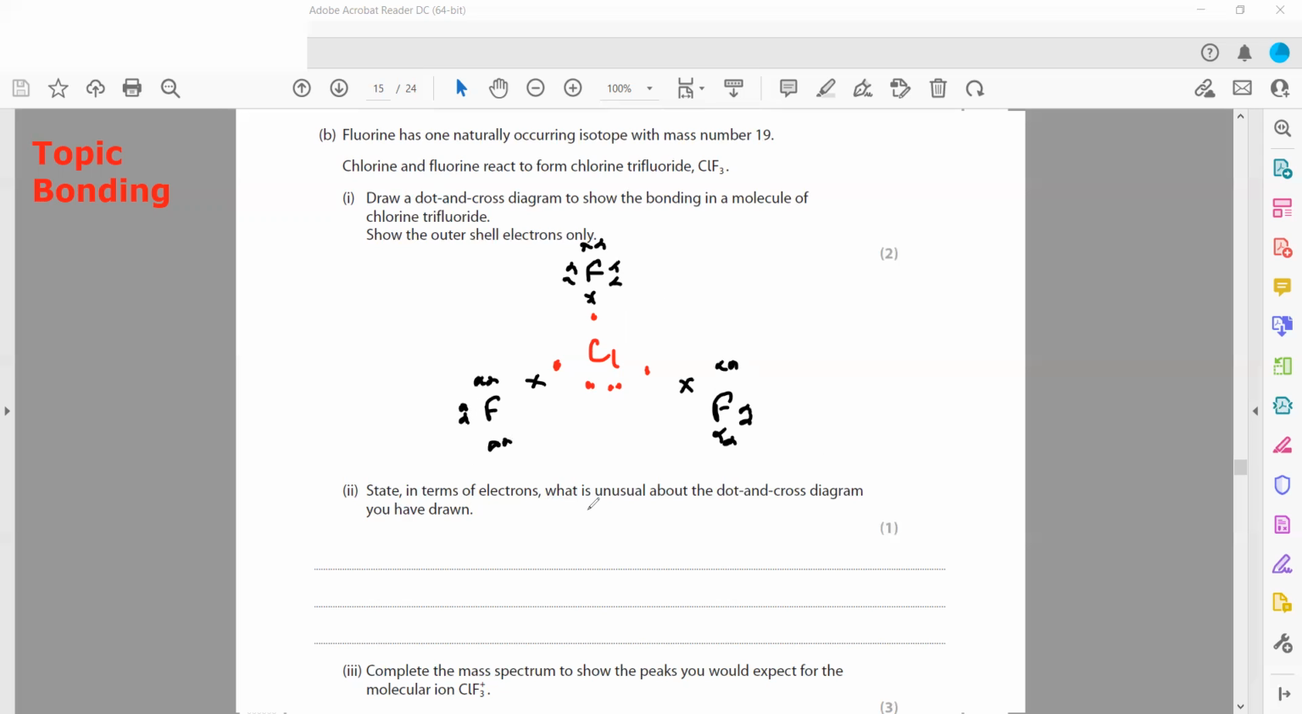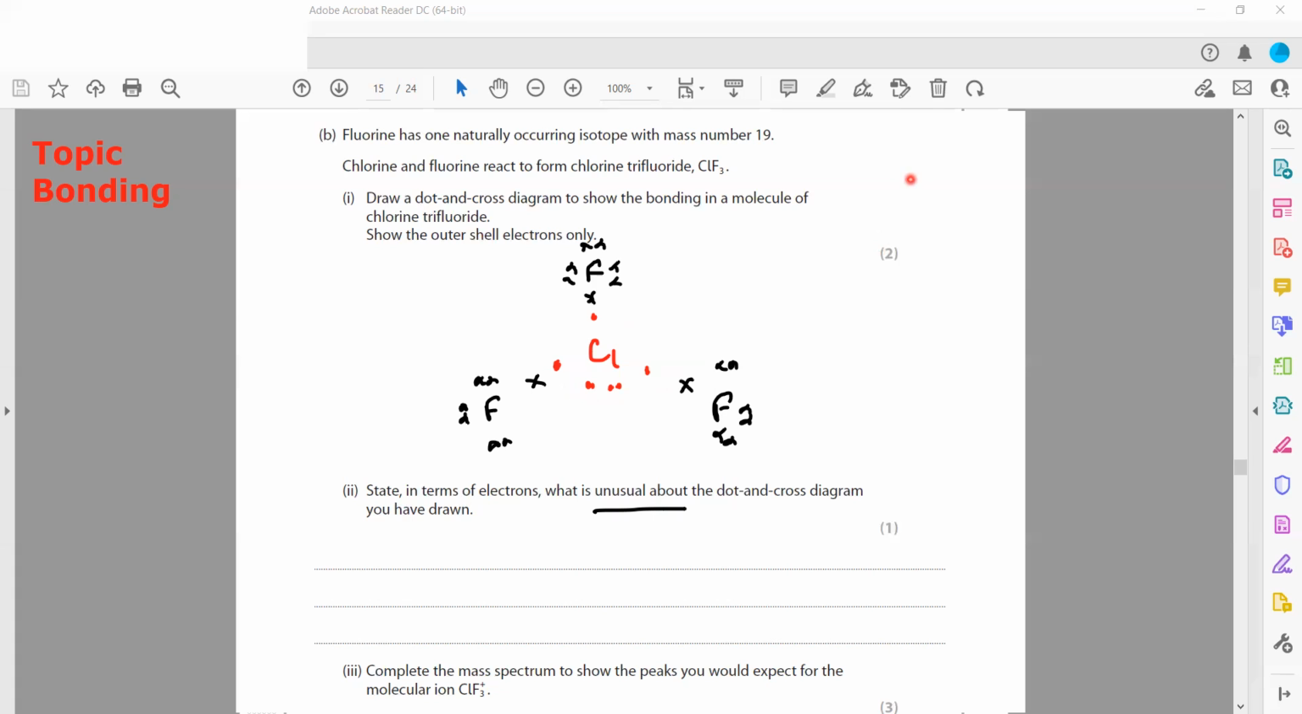Then state in terms of electrons what is unusual about the dot and cross diagram you have drawn. What is unusual here is that in the dot and cross diagram which we drew, we represent more than 8 electrons in chlorine. As you can see, how many electrons are there in the chlorine outer shell? 1, 2, 3, 4, 5, 6, 7, 8, 9, 10, so 5 pairs of electrons.